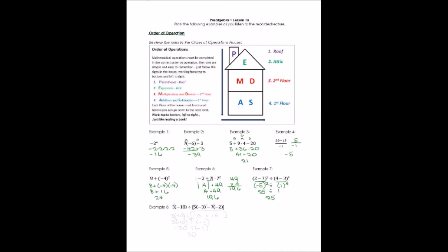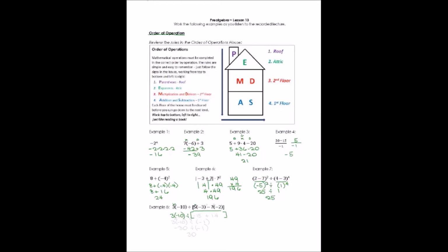Example 8. We've got parentheses, but we've also got lots happening inside this second set of parentheses. The first parentheses, the parentheses around the negative 10, isn't really parentheses because there's only one term, one number in there. It really is just there because of the multiplication. So I'm not going to work it yet. I'm just going to write it down, put my division, and then I'm going to worry about what's inside this big set of parentheses here.